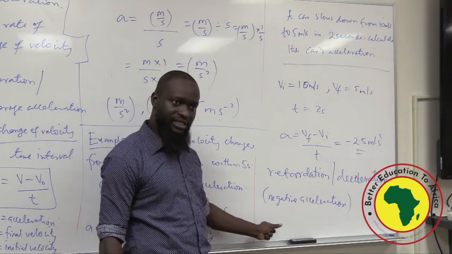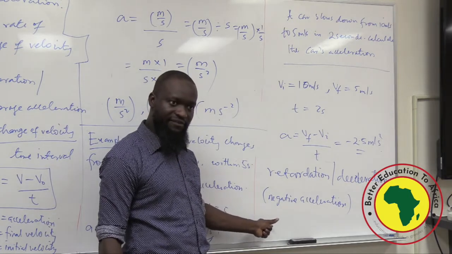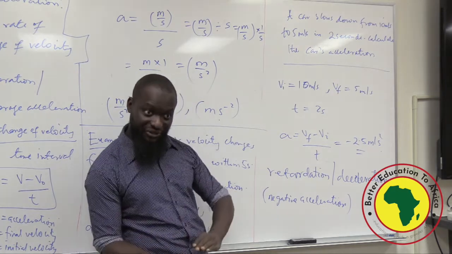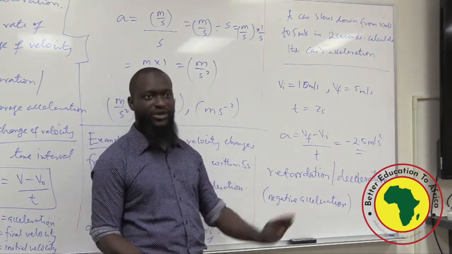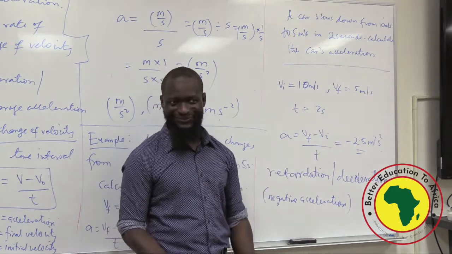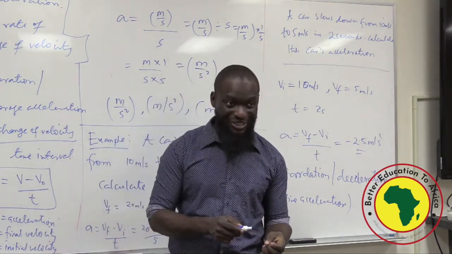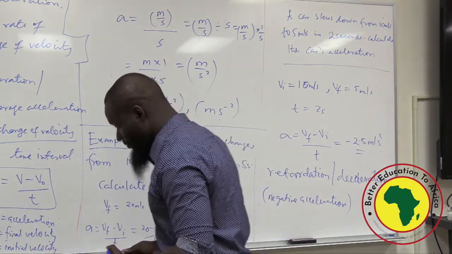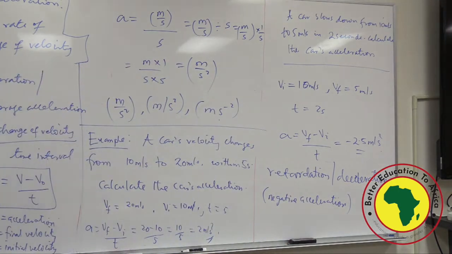I'm going to clarify something here for you, okay? When you are slowing down, when your speed is decreasing rather than increasing, you are retarding or decelerating. And if you calculate your acceleration, you find it's negative. Let me explain something here, some form of tautology, which is the mistake that some people make about retardation.